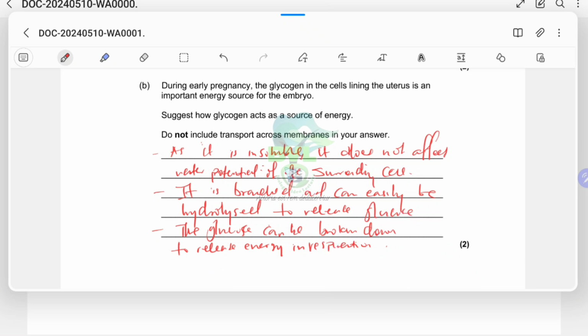So see the sequence of the fact that because it's insoluble, that's really good. Even if you start from here, saying it is branched and can easily be hydrolyzed, please, I would prefer you use the word hydrolyzed. Very important, hydrolyzed. So for that reason, it can easily be hydrolyzed. So glucose is released and the glucose is now broken down to release energy. Is that simple? Hope that made sense.